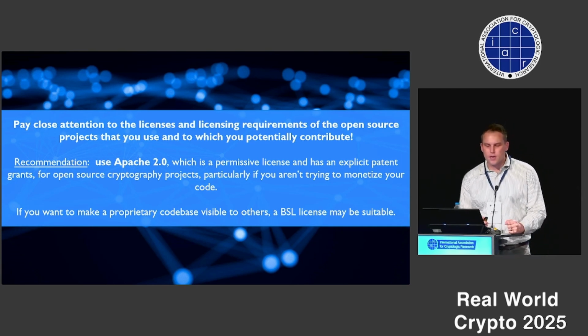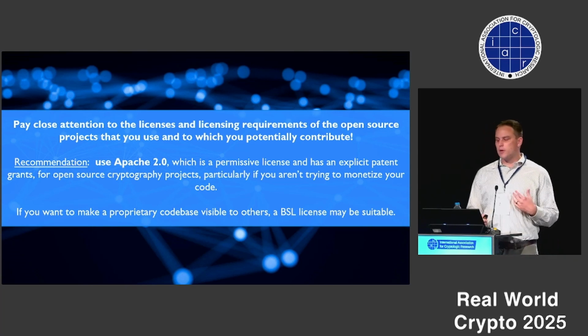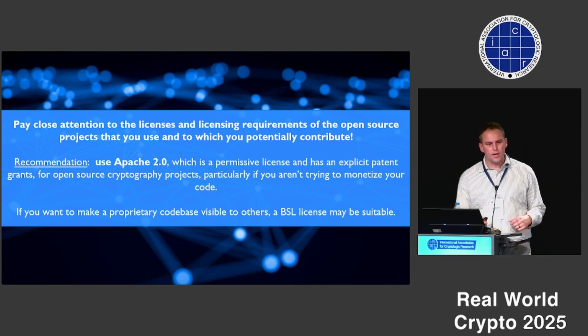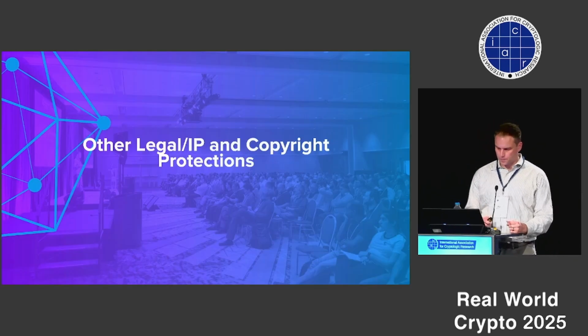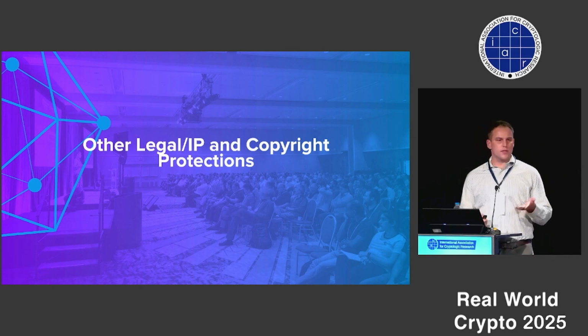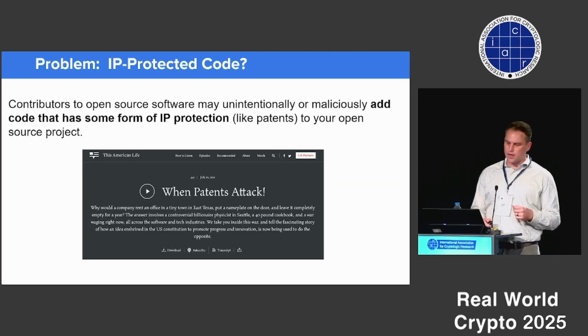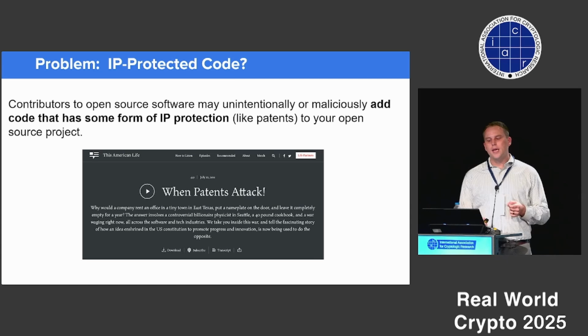We generally recommend using Apache 2 because it has explicit patent grants, particularly if you're not trying to directly monetize your code. And if you want to make your proprietary code base visible, you may want to try a BSL license. And that last point leads me to this, which is other legal IP and copyright protections.